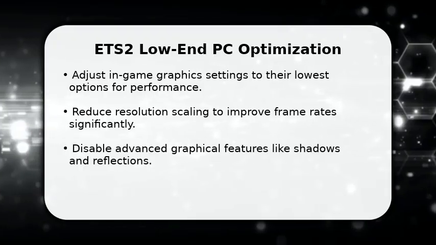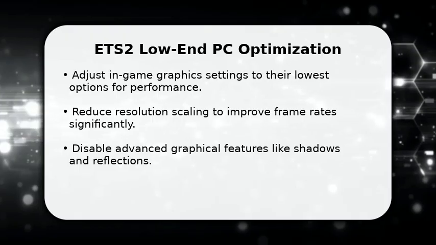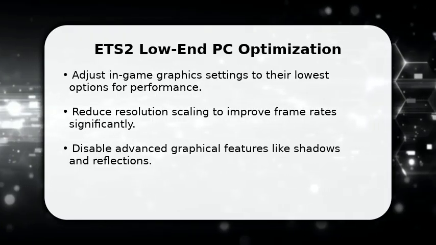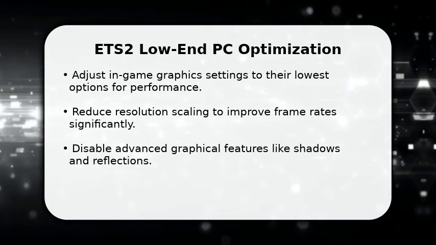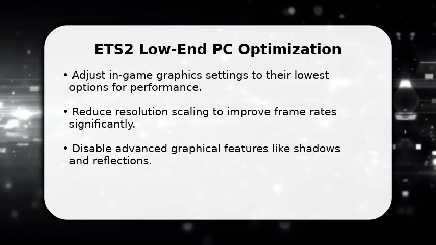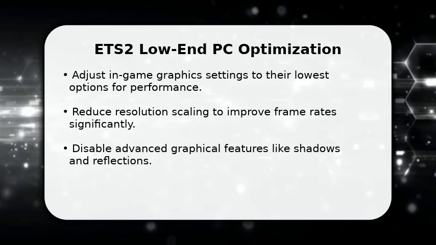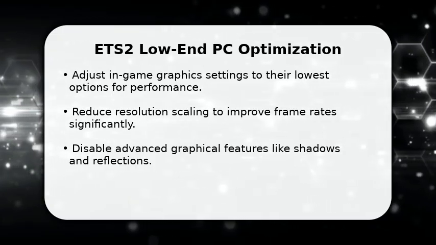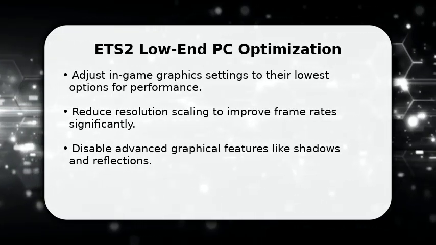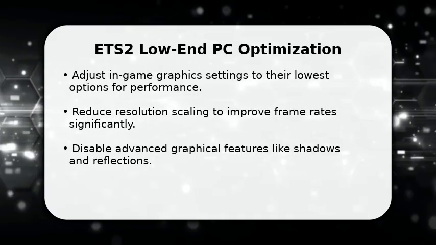In this video, I will explain how to play Euro Truck Simulator 2 on a low-end PC. First, dive into the game's graphics settings. Set everything to its absolute minimum, including texture quality and detail levels. Crucially, lower your resolution scaling to around 75% or even 50% to gain significant frames per second.